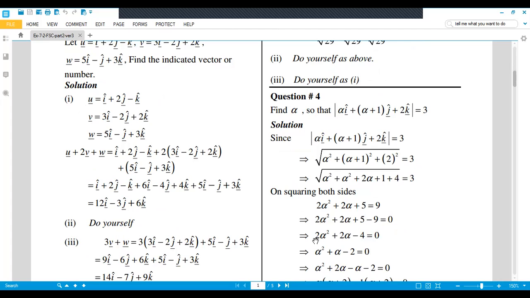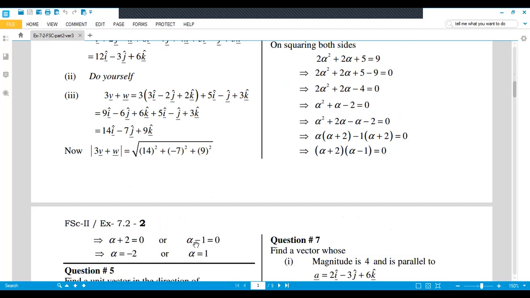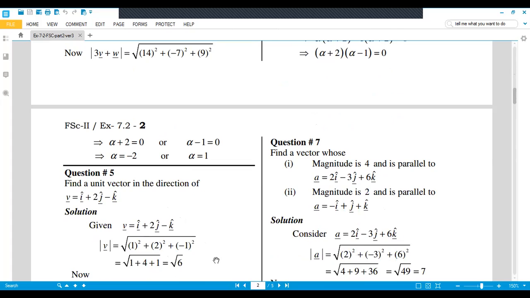Now throughout divide by 2 to simplify. Alpha squared + alpha - 2, factorize it. You know that alpha squared times -2 is -2 alpha squared. So the factors of -2 are +2 and -1. So alpha take common, we get alpha + 2, and -1 take common, alpha + 2. So we get alpha + 2 = 0 and alpha - 1 = 0. So the value of alpha is -2 or 1. Come to question number 5.